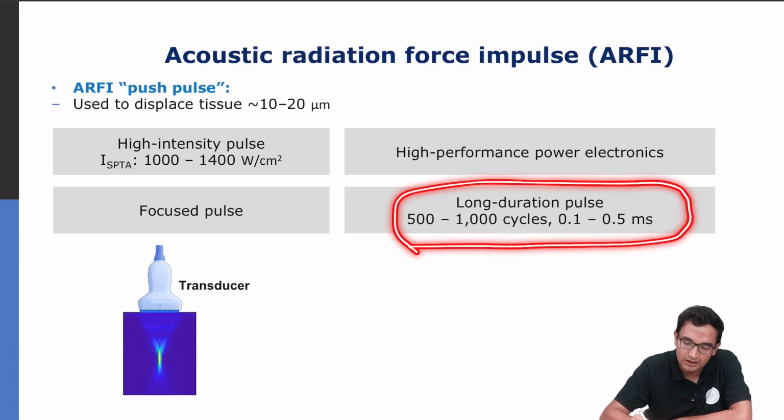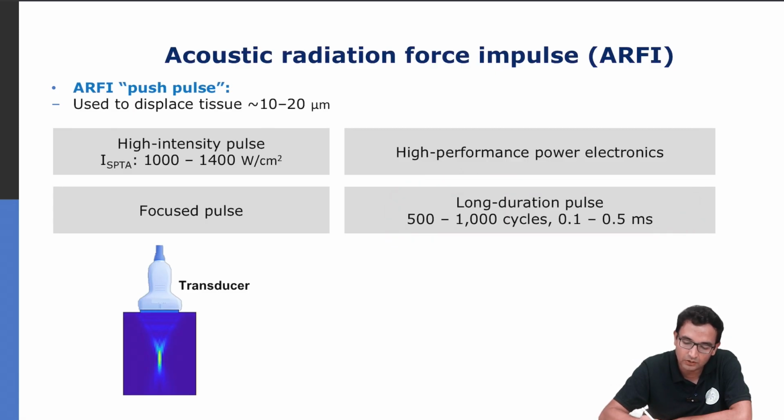And here are the pulse parameters, 500 to 1000 cycles, which is actually 0.1 to 0.5 milliseconds. So even though there are a large number of cycles, it's a short millisecond burst which actually leads to this displacement, and it can be approximated as an impulse. So that's why we say acoustic radiation force impulse imaging.